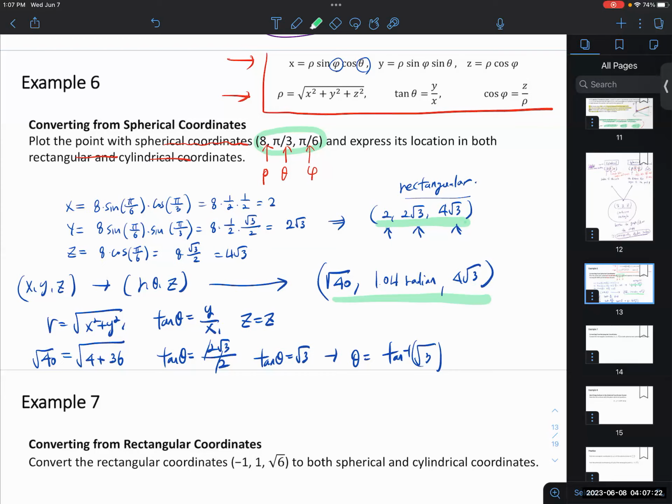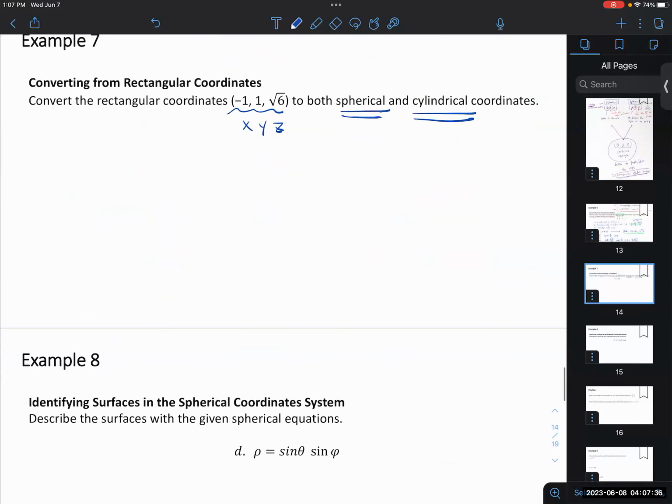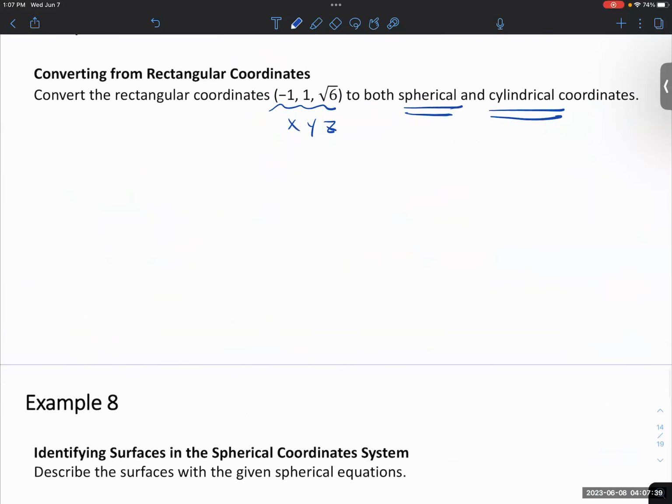All right, so let's keep going. Let me go down one more example like that. Okay, convert the rectangular. So this is XYZ. Now you're going to change both spherical and cylindrical. So what are you guys going to do? We know all the equations. So convert from XYZ to, what do you want to do first? Let's convert it to cylindrical, r theta z. So XYZ is negative 1, 1, radical 6.